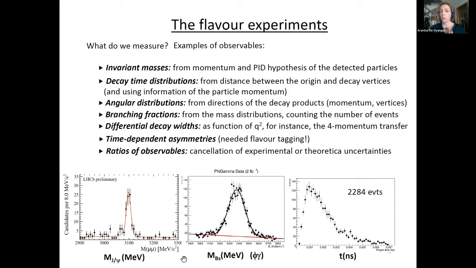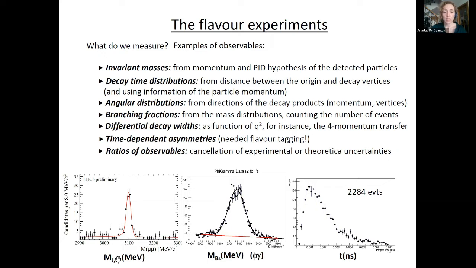And you know that what we do, for instance, if you have two muons, is take the four momentum of the muons, and then, knowing the particle identification hypothesis that we can infer from the information from our detectors, we can perform the sum of the four momenta and get the invariant mass.